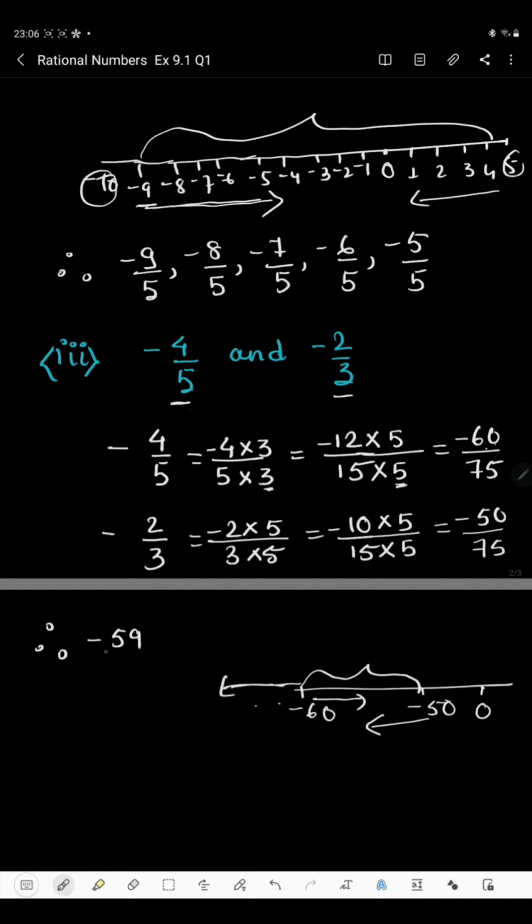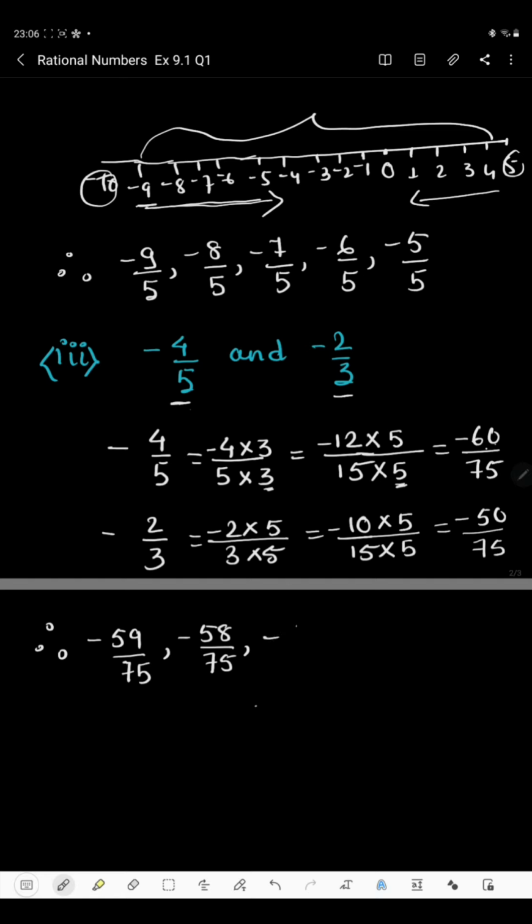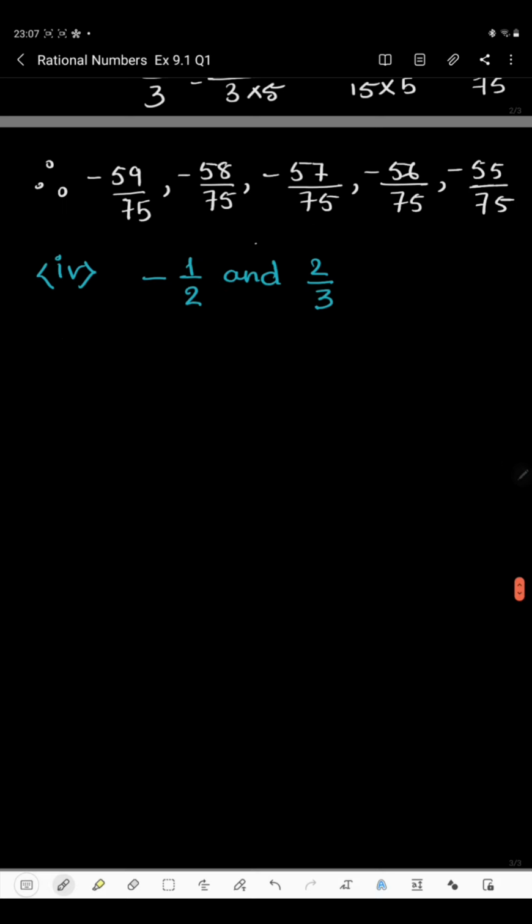minus 59 by 75. From here I have started, okay. I'm going back. So here minus 59 by 75, then minus 58 by 75, then minus 57 by 75, minus 56 by 75, and minus 55 by 75.